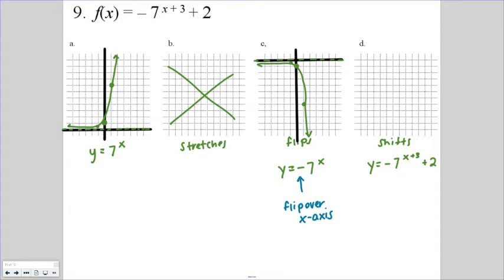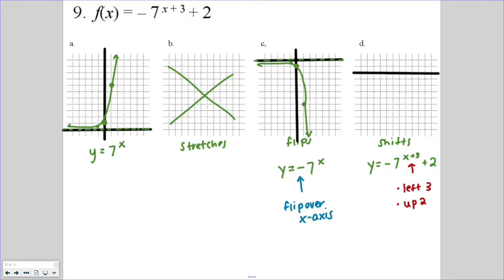So if we think back, that plus 3 there, that's a movement left 3. And then the plus 2 is up 2. So I'm going to take every single one of those points from step C, and I'm going to move them left 3 and up 2. So let's do that.